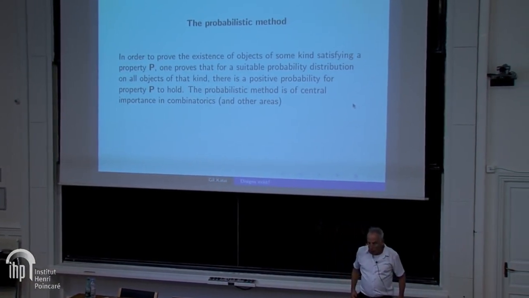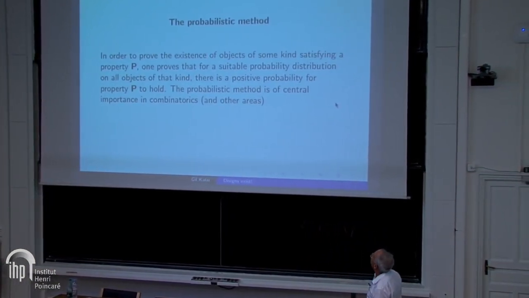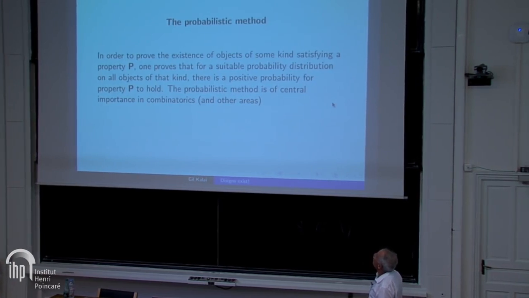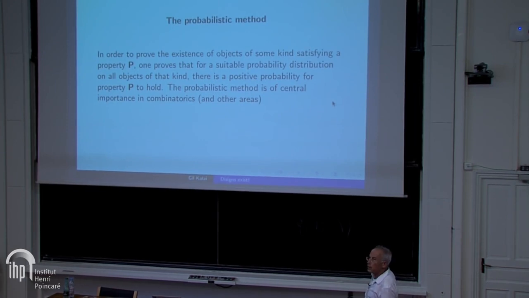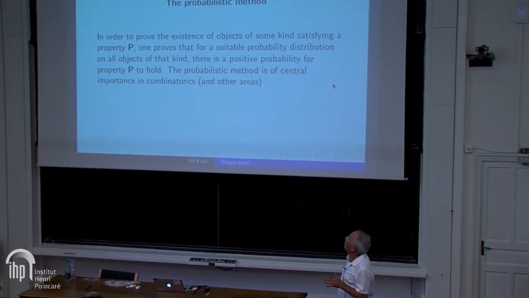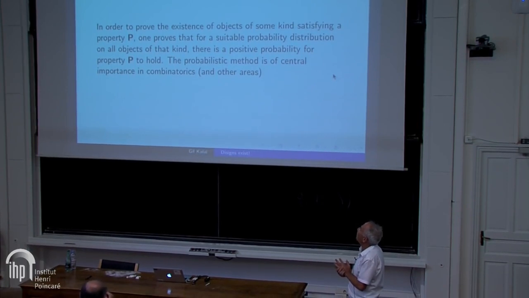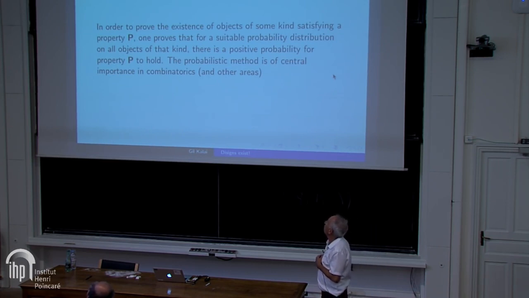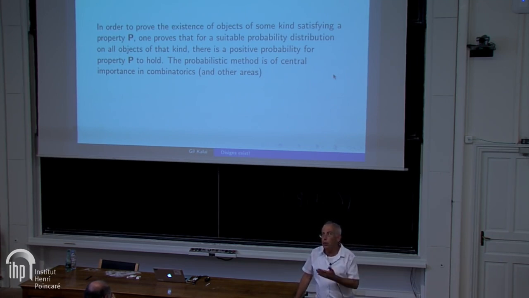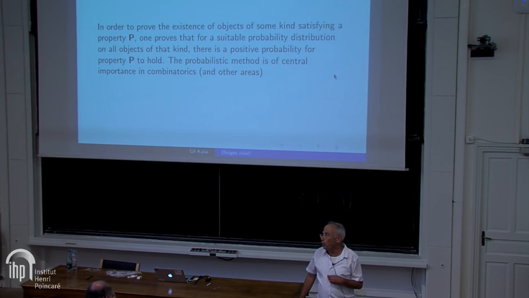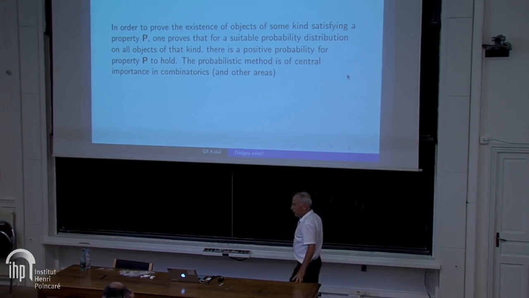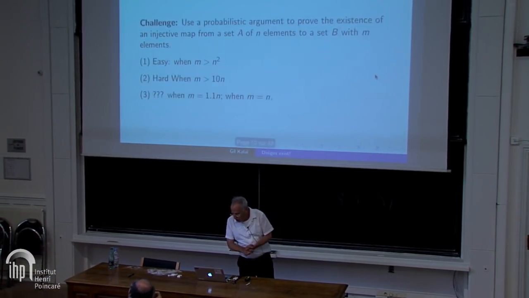As I said, one of the most important methods in modern combinatorics, in order to prove the existence of objects of some kind satisfying some property, is to consider some probability distribution on all objects, and show that the probability of having this property is non-zero. This method is very powerful. There are many cases where we cannot substitute it by any other method for proving the existence of certain combinatorial objects and also various geometric objects.